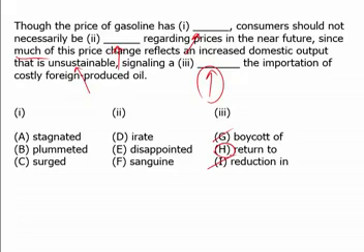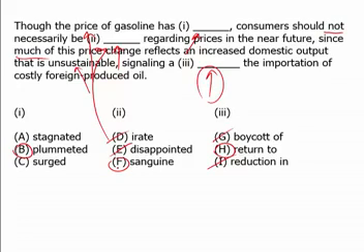Now we can fill in the first two blanks. If this signals a return to the importation of costly foreign oil, we can see that consumers have been getting oil or gasoline that's cheap. Therefore, though the price of gasoline has fallen, and we can match that up nicely with plummeted, consumers should not necessarily be so upbeat about prices in the near future because they're likely to get more expensive again. Note they will be disappointed, but the word that goes in the blank because of this "not" should be something that's the opposite of disappointed. Irate just means really angry, so we want something, again, the opposite of that, such as upbeat, optimistic, or the high-frequency GRE word, sanguine.